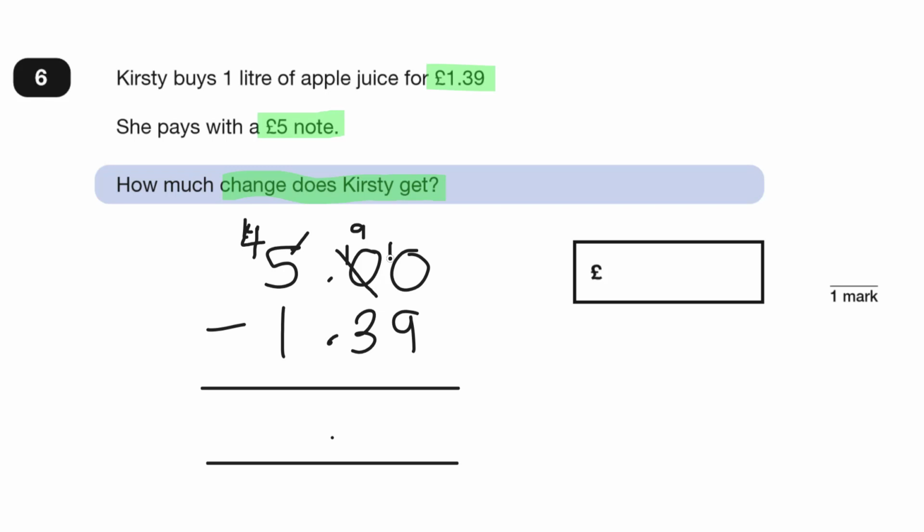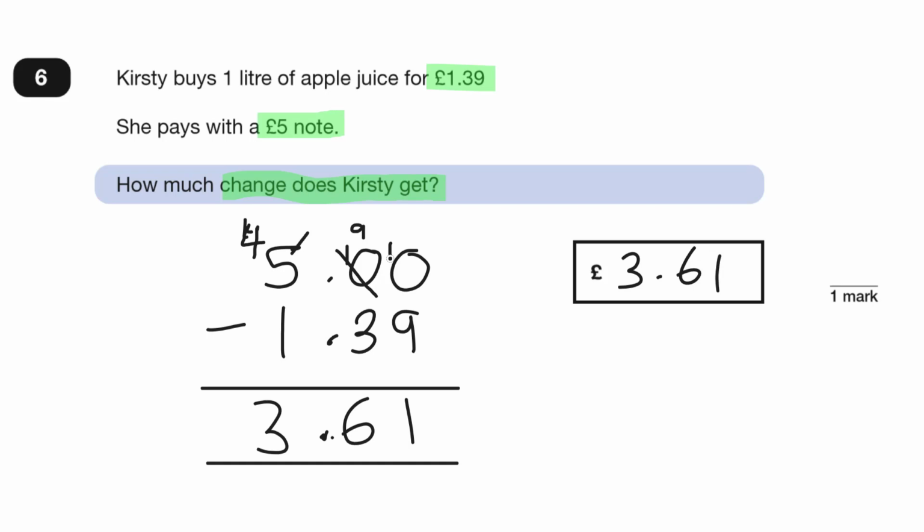Okay, so we can just start to calculate now. 10 take away 9 is 1, 9 take away 3 is 6, and 4 take away 1 is 3, not forgetting the decimal point. So our answer is £3.61.